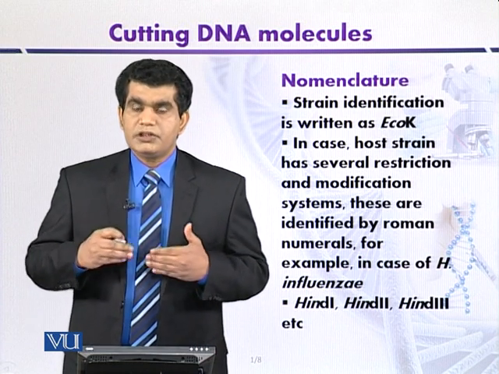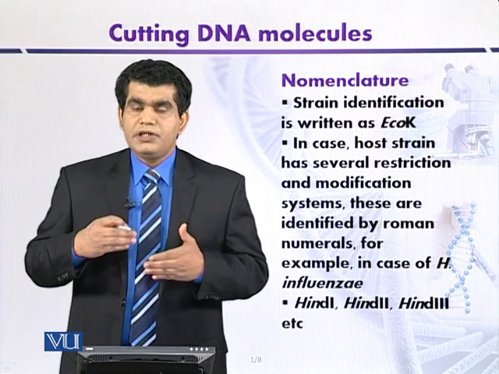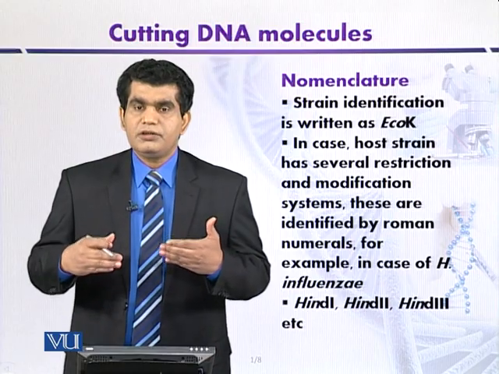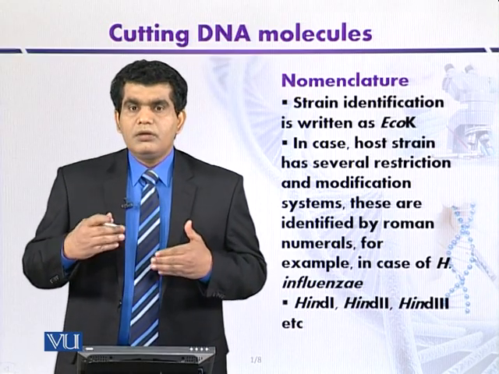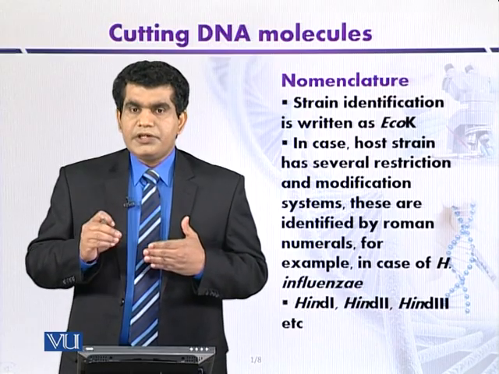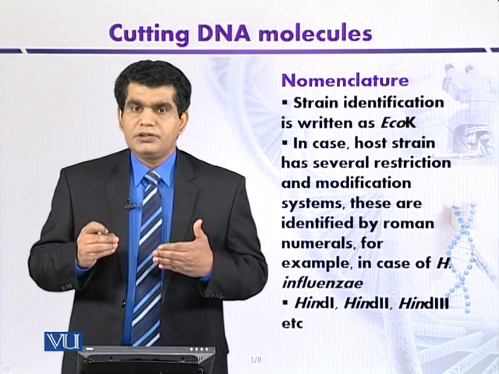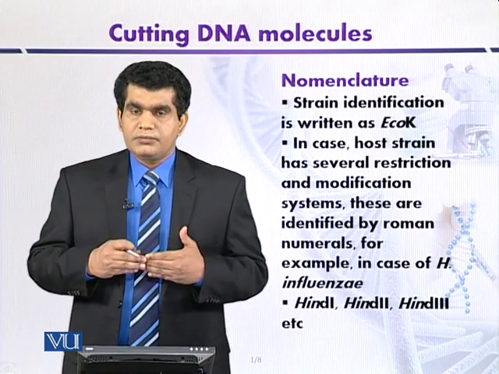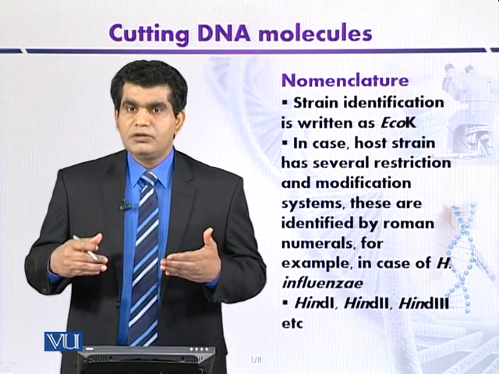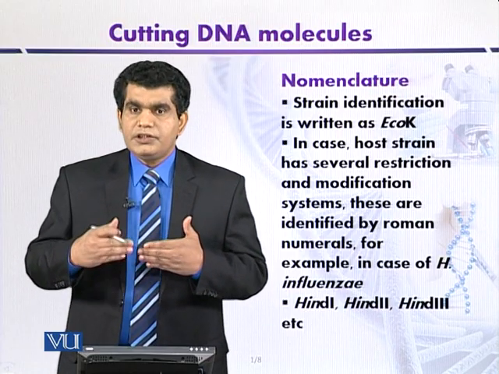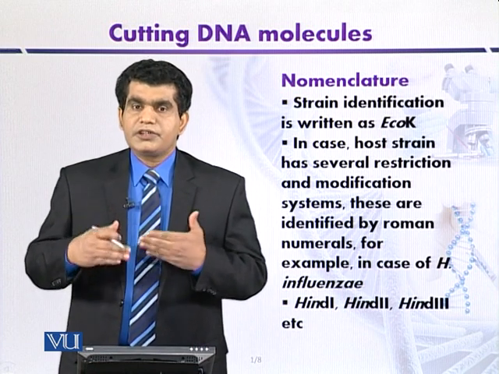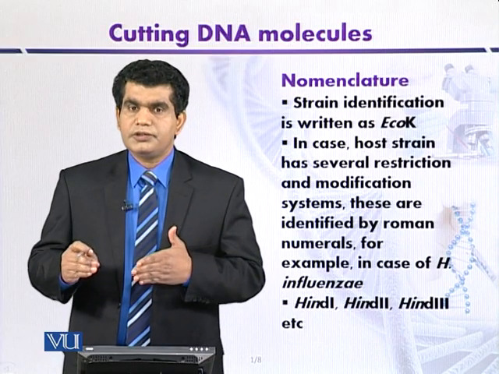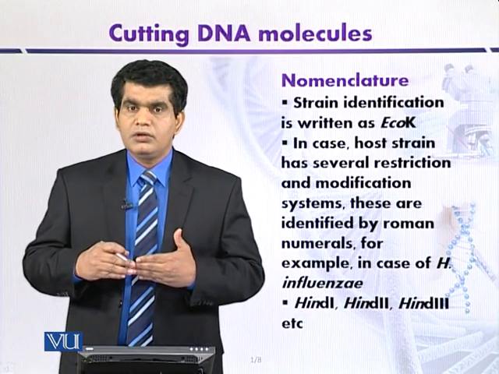And in the case of Haemophilus influenzae, strain D has been reported to produce different types of restriction enzymes. There may be a possibility that strain D, now called HIND, may produce more than one type of restriction enzyme. If this is the situation, then after HIND the number of the restriction enzyme is written in Roman numerals, like 1, 2, 3: HIND 1, HIND 2, HIND 3.